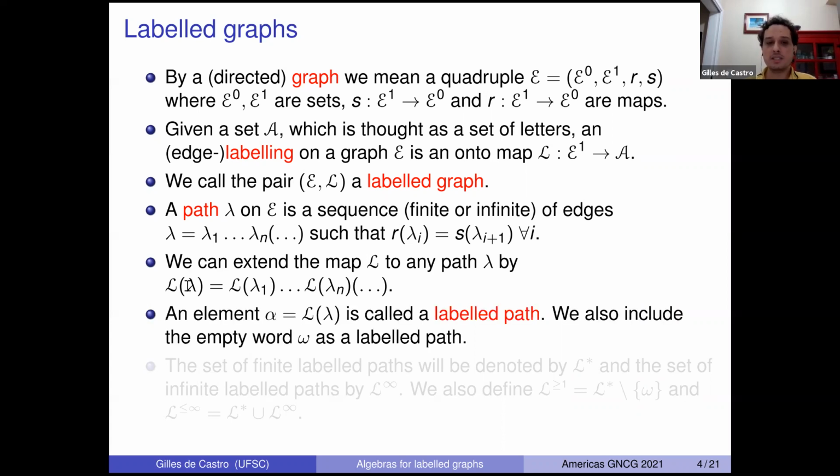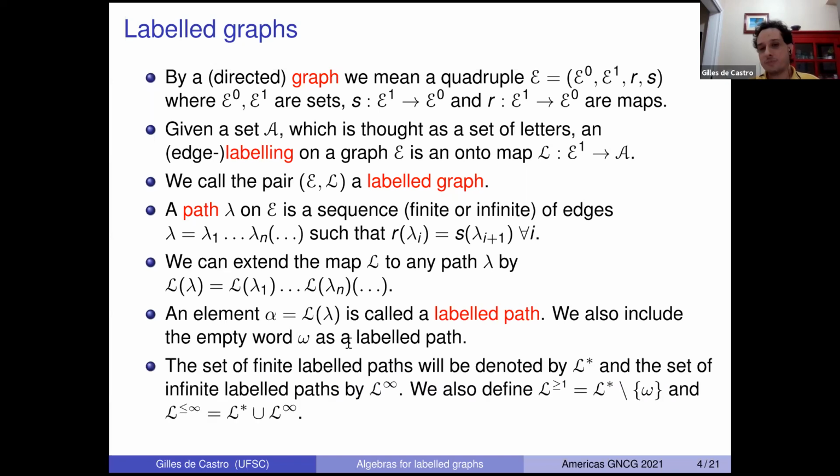And I'm going to call the images of these labels of paths labeled paths. And since we're not labeling the vertices, we're also going to include the empty word in our labeled paths. Here I'm going to use omega to identify the empty word. So the empty word has no label, there are no labels there. Or you can think that the label for all vertices is the empty word, in a sense.